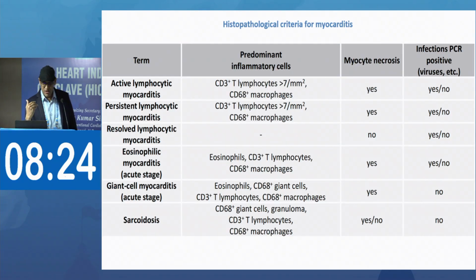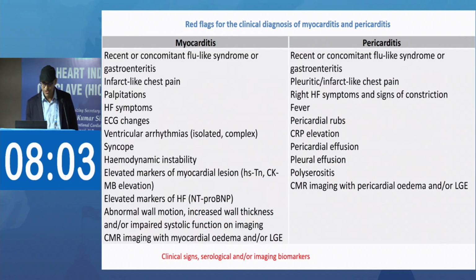Then the histopathological criteria for myocarditis: this is the EMB proven endomyocardial biopsy, and basically you look for myocyte necrosis on histopathology and the type of inflammatory cells to label the myocarditis as different, whether it is lymphocytic, resolved lymphocytic, eosinophilic, or giant cell myocarditis, and also for sarcoidosis.